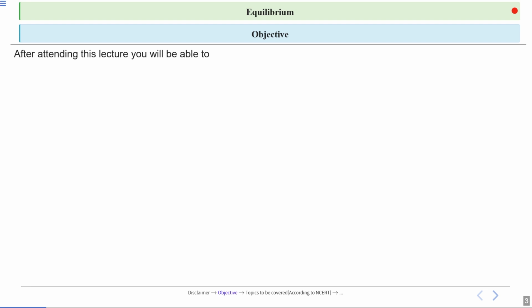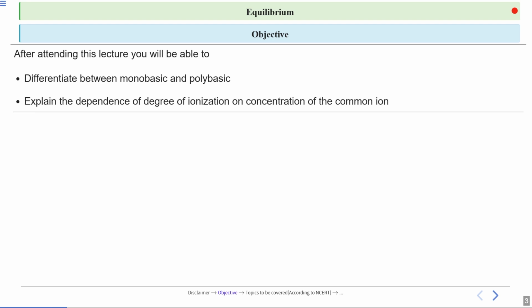Now in this class our objective would be to differentiate between monobasic and polybasic. Depending upon the type of structure we are looking at, we can divide our acids on the basis of basicity as monobasic and polybasic. Apart from this, we will look at a very important topic, which is the common ion effect. We will see how the common ion effect has an impact on the degree of ionization of a weak acid or a weak base.